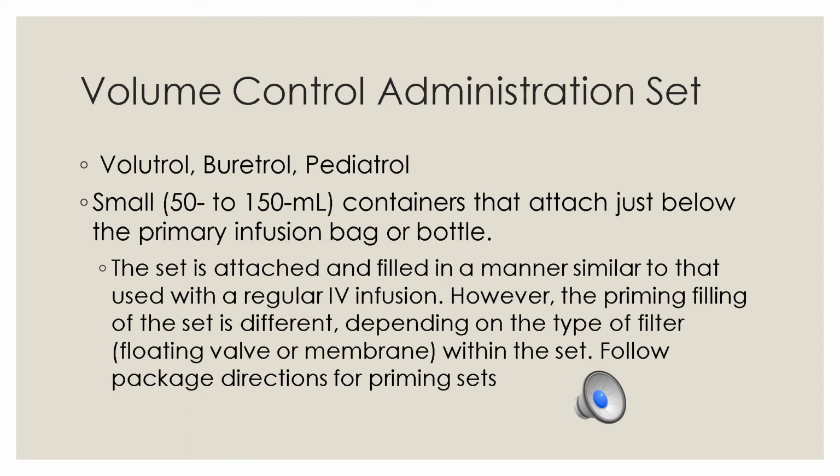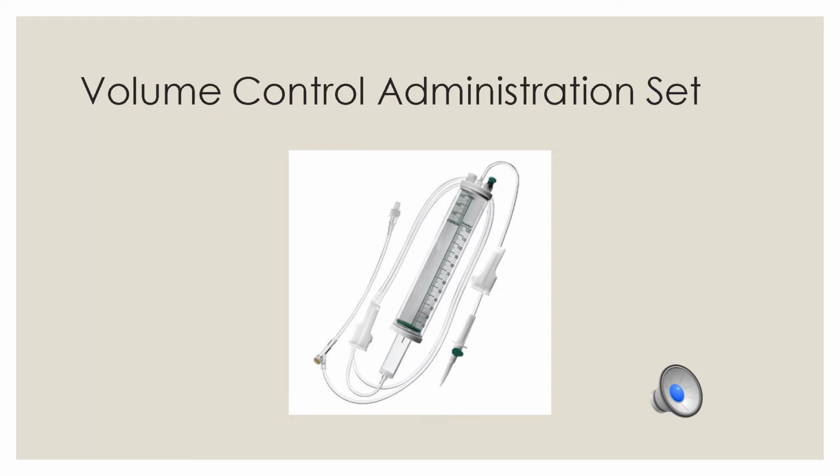You want to follow package directions, and a video will be provided and posted for you to see me doing this. The volume control container has clamps, or roller clamps, right here where you spike it into the primary IV bag and in between the IV pump that you're going to use. So be aware that these do exist. You'll attach your primary tubing into here, and I'll demonstrate that. So if you have questions, come see me.